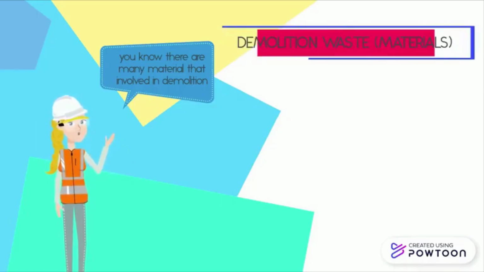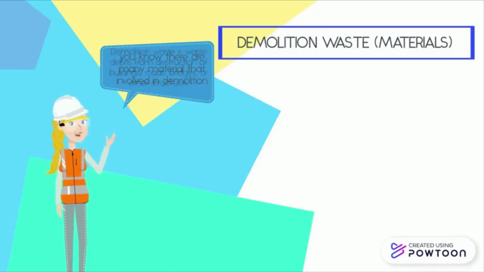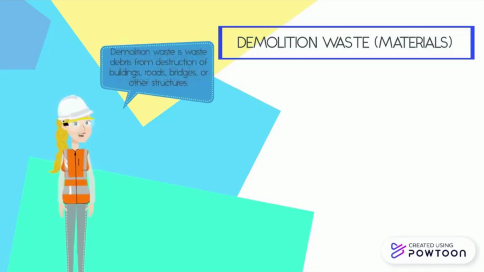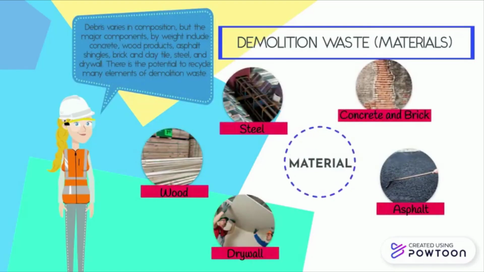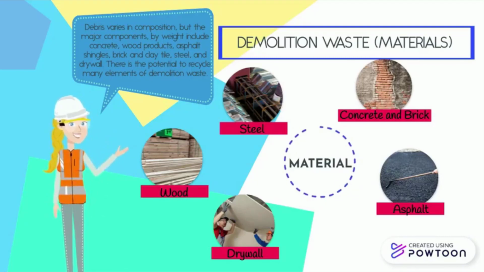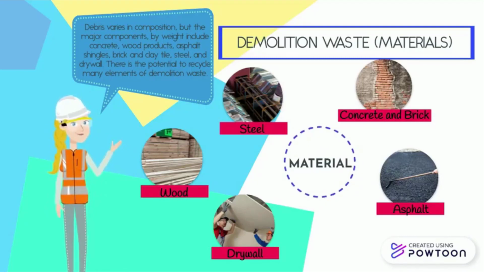Demolition waste materials. Demolition waste is waste debris from destruction of buildings, roads, bridges, or other structures. Debris varies in composition, but the major components by weight include concrete, wood products, asphalt shingles, brick and clay tile, steel, and drywall. There is the potential to recycle many elements of demolition waste.